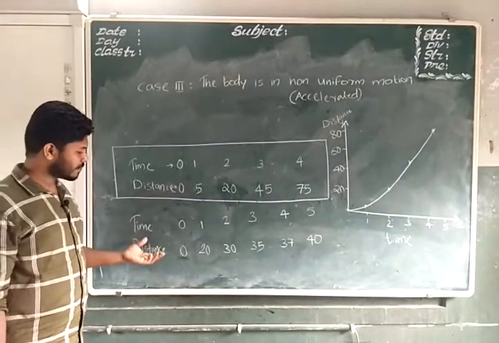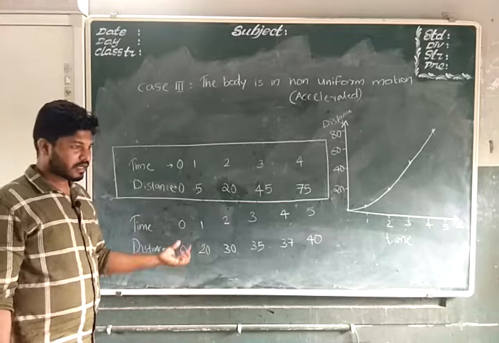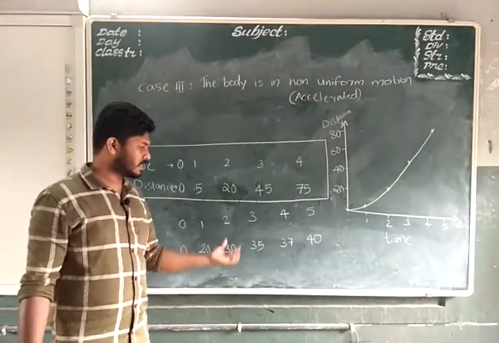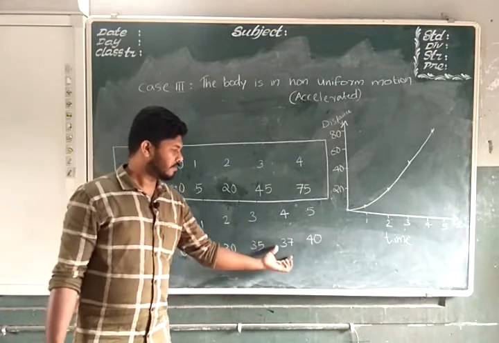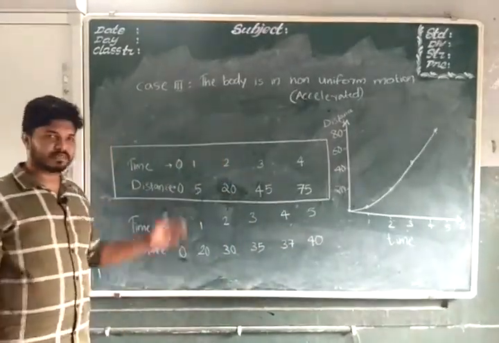Here we have, see here, at time 0 it covers a distance of 0. At first second it covers 20 meters. The second one 30, 35, 37, 40. Is there any difference between this data?